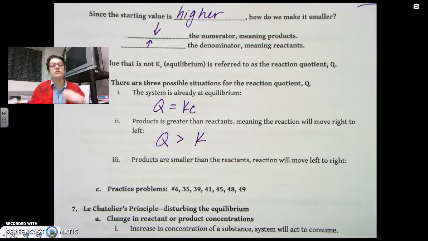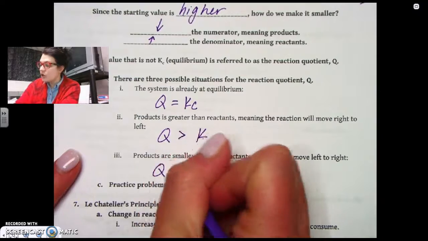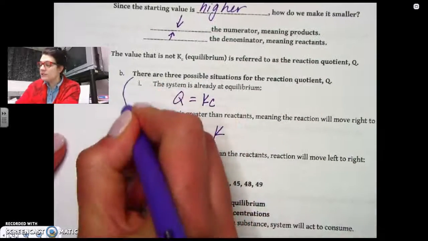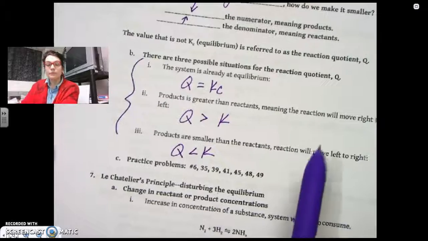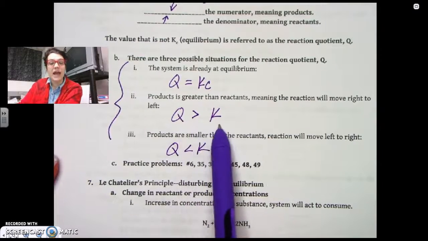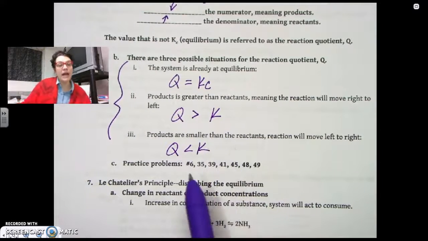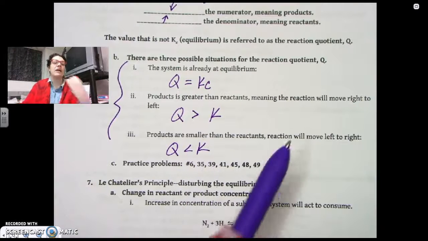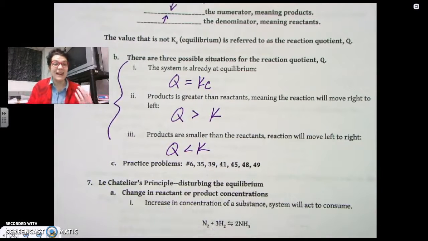Where if the products are smaller than the reactants, the reaction will move left to right because we have to make more products. And in this case, Q is going to be less than K. So you're responsible for knowing that if Q is greater than K, we have to make more reactants, where if Q is less than K, we have to make more products. And that's basically the gist of this section.